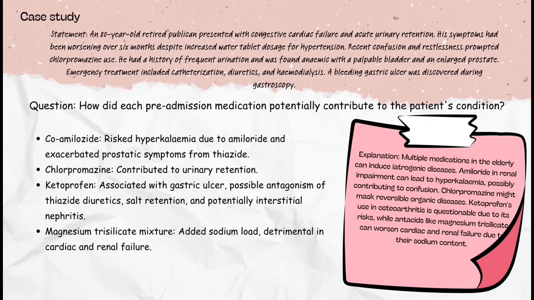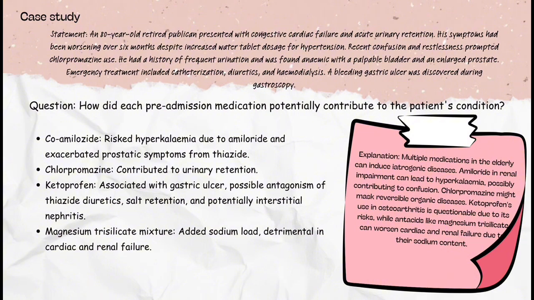A case report has shown that an 80-year-old retired publican presented with congestive cardiac failure and acute urinary retention. His symptoms had been worsening over 6 months despite increased water tablet dosage for hypertension. Recent confusion and restlessness prompted chlorpromazine use. He had a history of frequent urination and was found anemic with a palpable bladder and an enlarged prostate. Emergency treatment included catheterization, diuretics, and hemodialysis. A bleeding gastric ulcer was discovered during gastroscopy.